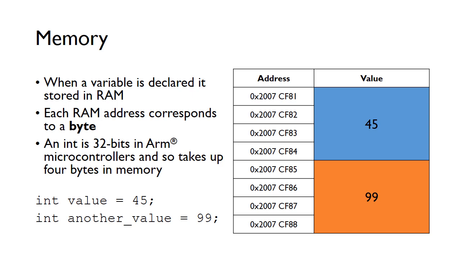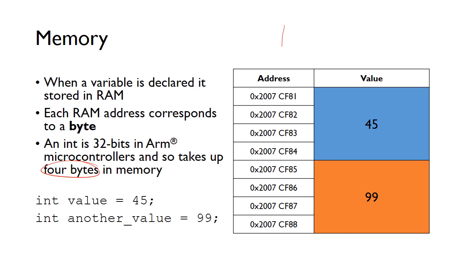So let's briefly talk about memory, because when we create a variable, it's essentially stored in RAM. Each variable will be stored in a different slot in RAM, so every variable has its own address. Each RAM address actually corresponds to 1 byte, so this is a byte addressable RAM. But an int is 32 bits when we use the compiler. 32 bits is obviously 4 bytes, so each integer will take up 4 bytes of memory.